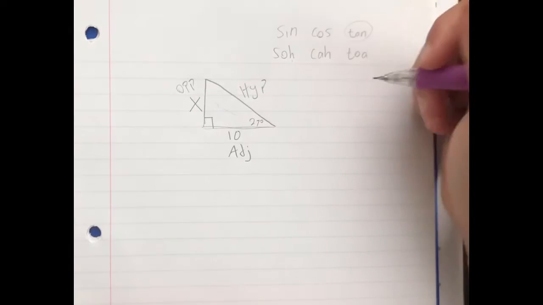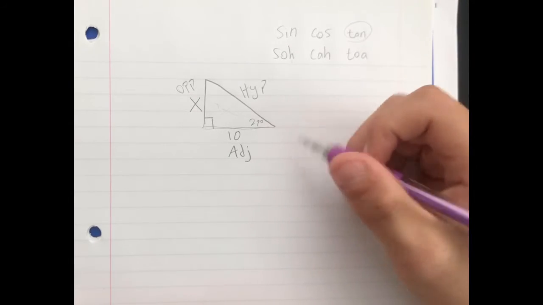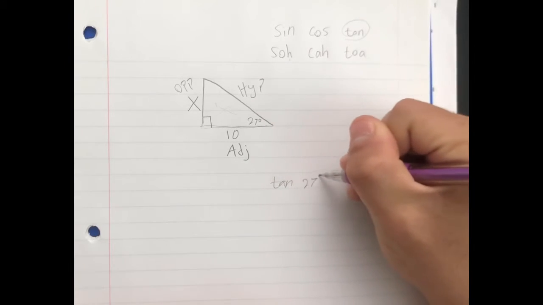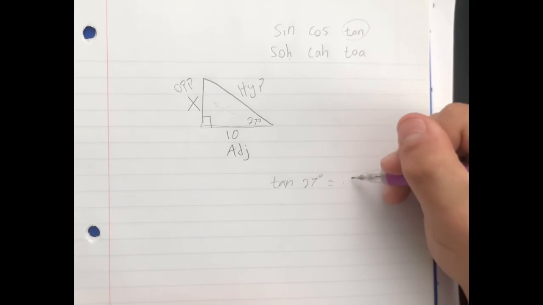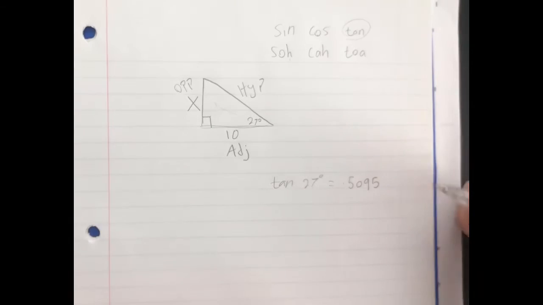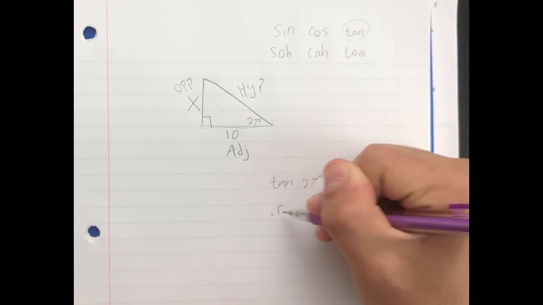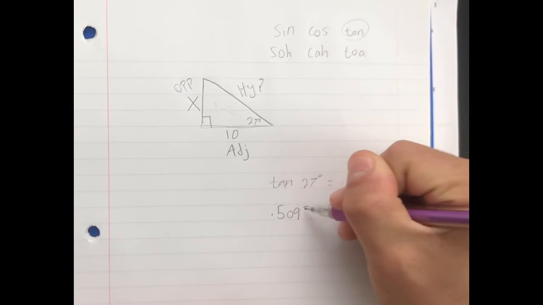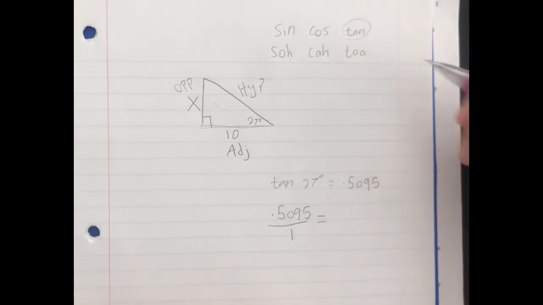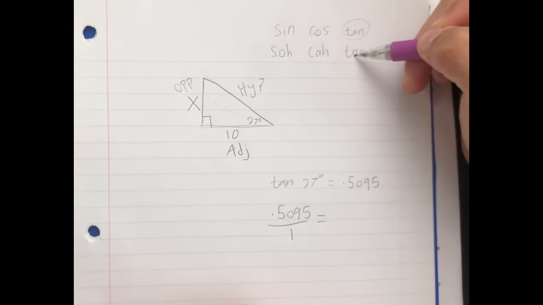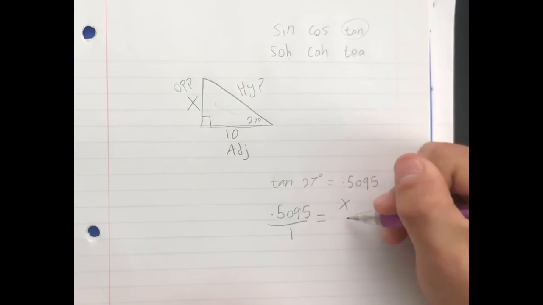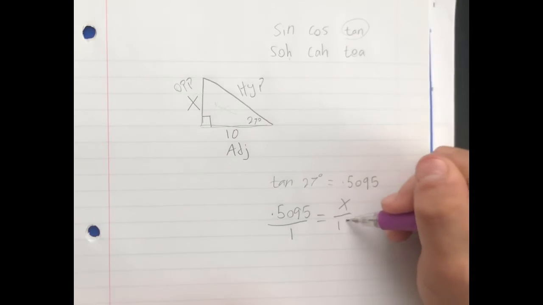So I'm going to do that on my calculator. And I've done that. And so the tan of 27 degrees is equal to 0.5095. And now that we have that, we're going to be putting this over 1 and equaling that to, since TOA is opposite over adjacent, the opposite, which is x, over the adjacent, which is 10.